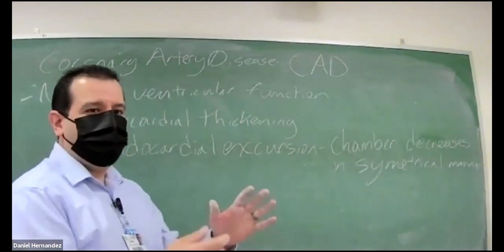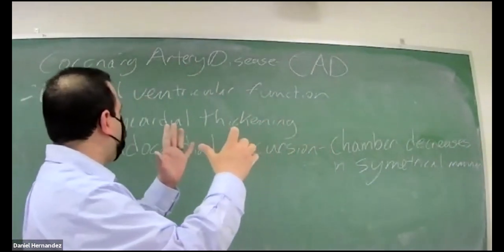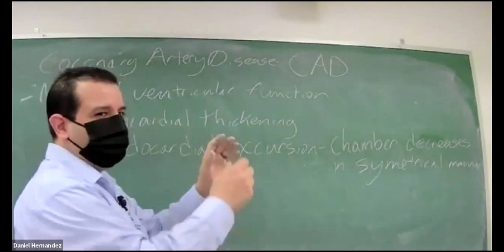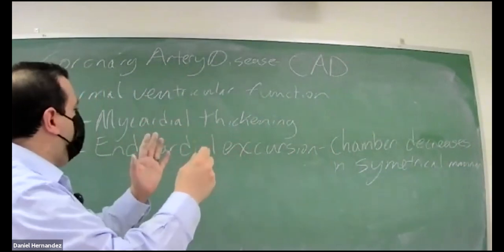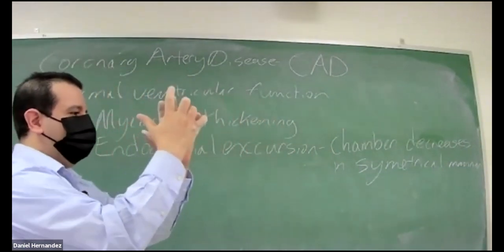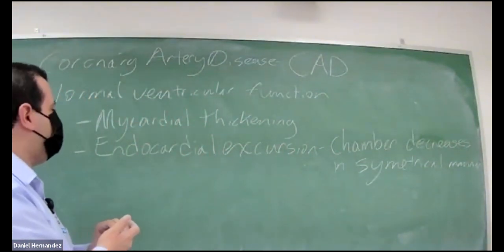So in a normal heart, it's expanding and contracting. When you have normal contraction of the heart, the myocardium is going to become thickened. So it gets thicker as the muscle contracts. And the endocardial borders, the inner walls of the heart, are going to come in together symmetrically. So the chambers are going to decrease in a symmetrical manner.